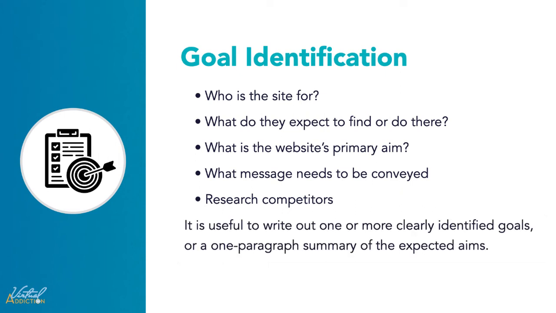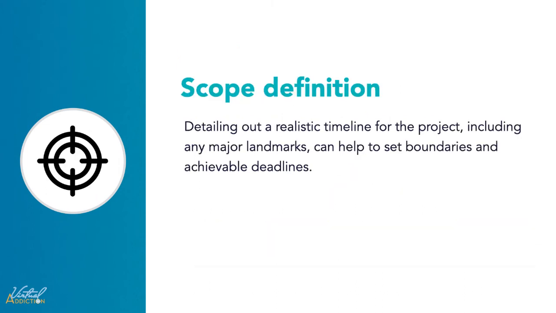It may be useful to write out one or more clearly identified goals, or create a one-paragraph summary of the expected aims. This will help put the design on the right path. Make sure you understand the website's target audience and develop a working knowledge of the competition. After carefully identifying and discovering goals, you must define the scope.